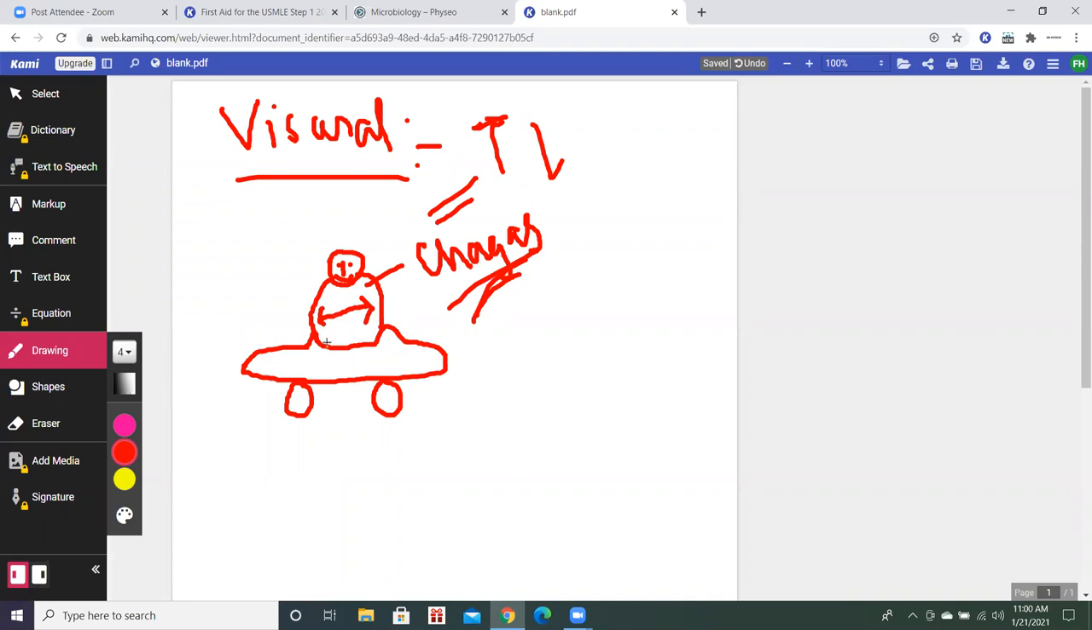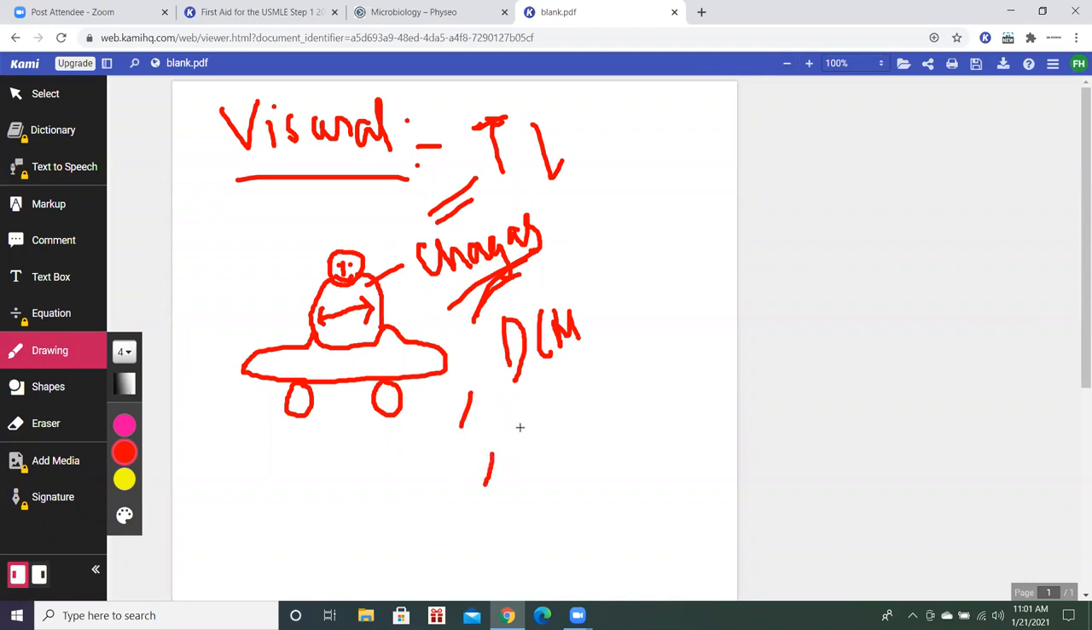Chagas is a fat, morbidly obese character who is cruising in a car, and this guy is your picture mnemonic for Trypanosoma cruzi. The name of the guy is Chagas because it causes Chagas disease. And the fact that he is morbidly obese will help you understand that everything with Trypanosoma cruzi is big and dilated. If it affects the heart, it would cause DCM, dilated cardiomyopathy.